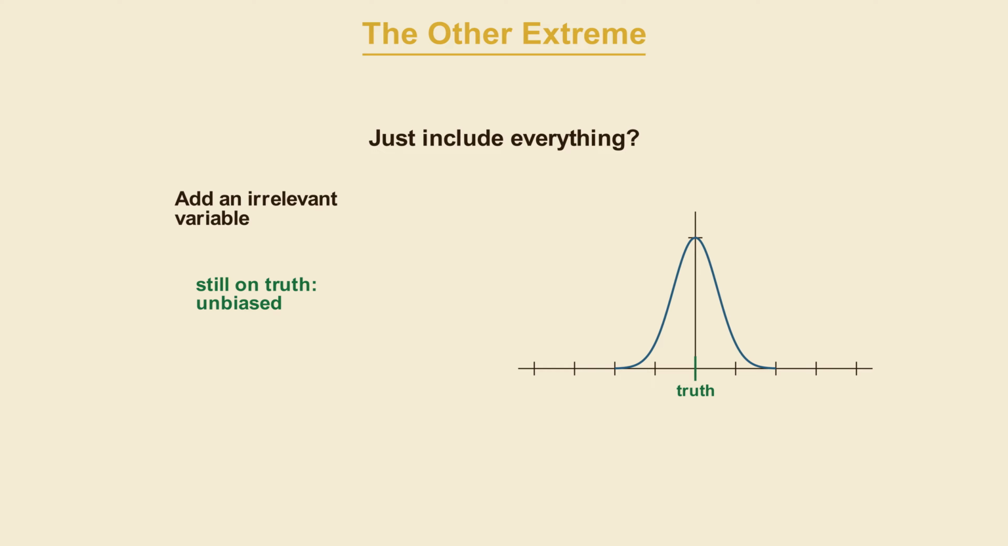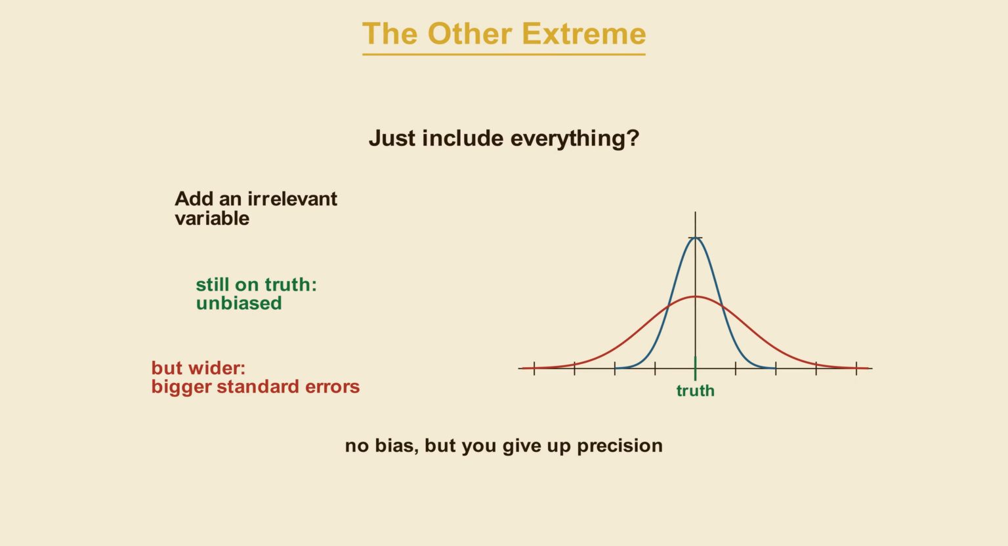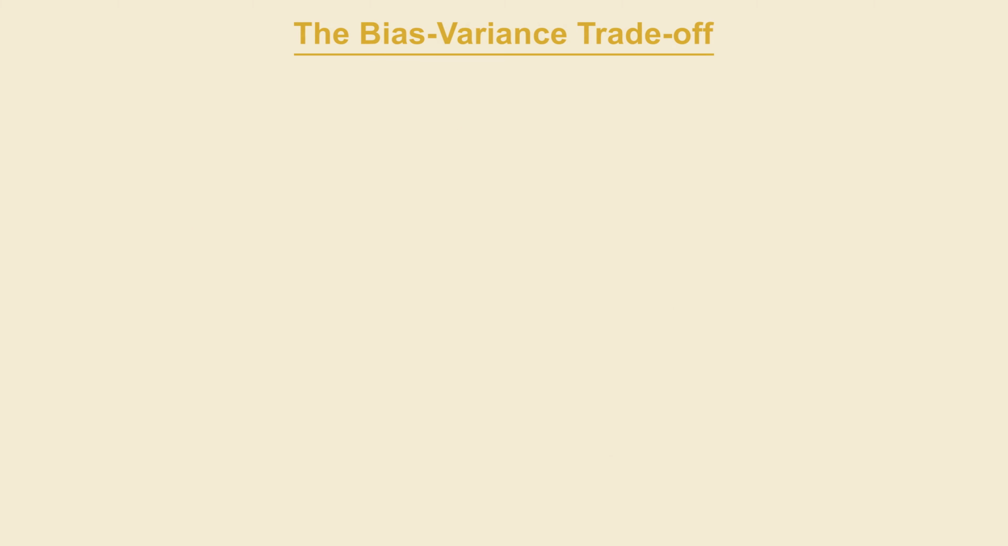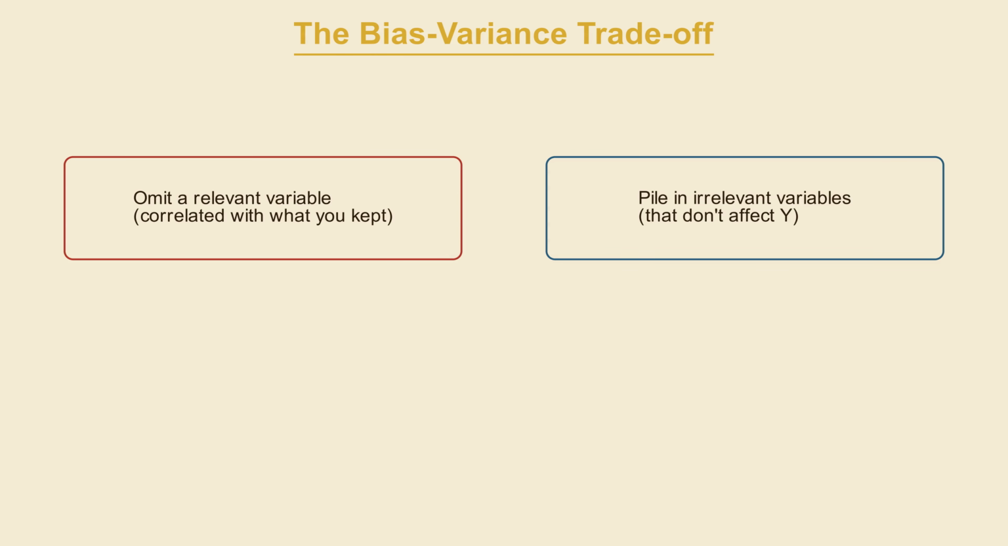Every irrelevant variable that you add makes your estimates a little bit noisier. The standard errors get wider, so you end up less sure about the coefficients that you actually care about. You haven't introduced bias, but you've given up some of your precision. So that's the real tension in specification. Leave out something that matters and is correlated with what you kept, and you get bias. Pile in things that don't matter and you get noise. The challenge is to find the right middle ground. You want to include variables that belong, but leave out the ones that don't, rather than letting the model make that choice for you by accident.